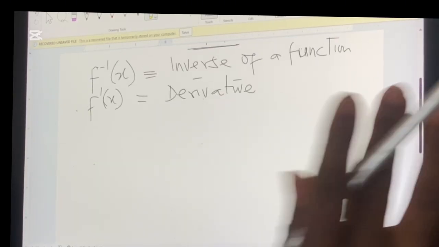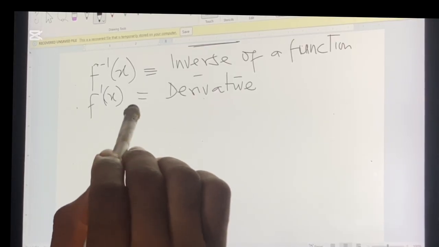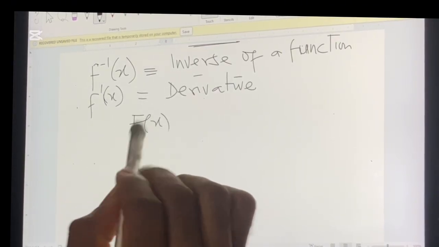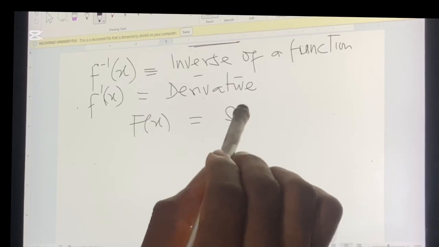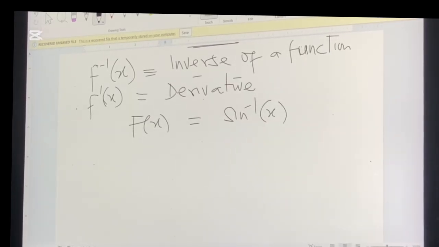We have the function to be f of s is equal to sine inverse of s. So before we find f prime of 0, we have to find f prime of s first. Please take note, okay? Now, how do we do that?